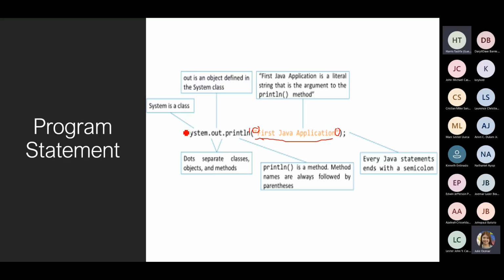Then, arguments are information passed to a method so it can perform its task. Okay? So, ganun yun. Kaya siya naka-parenthesis dyan. Then, the method that is being passed in the example program is the println. Anong purpose ng println na yan?